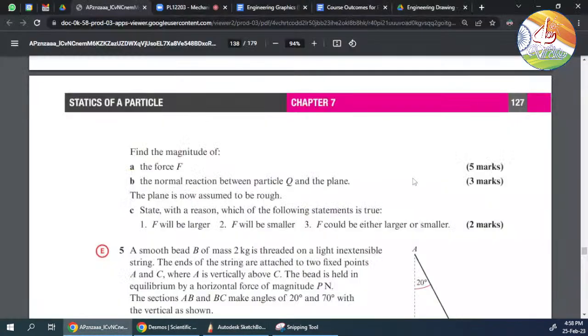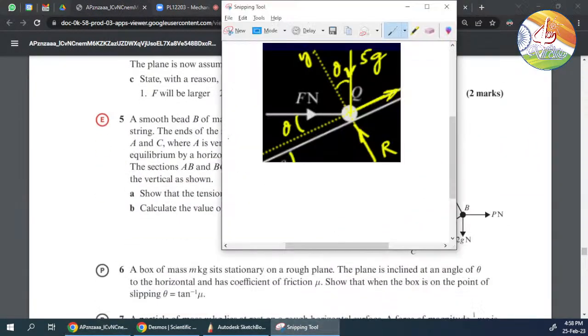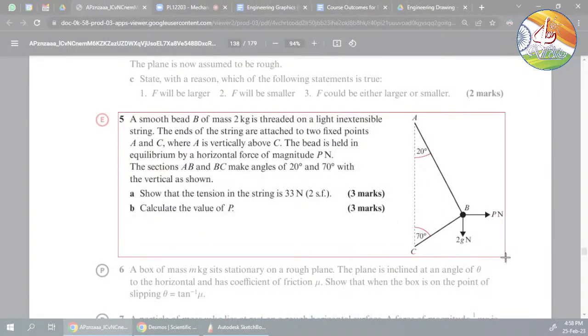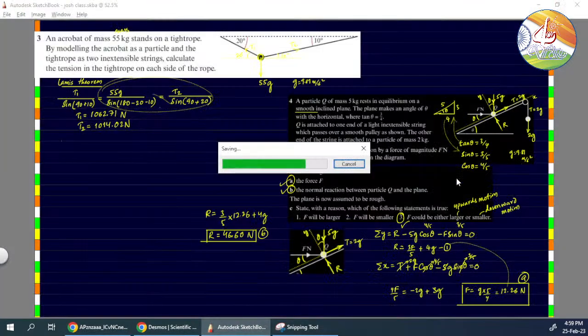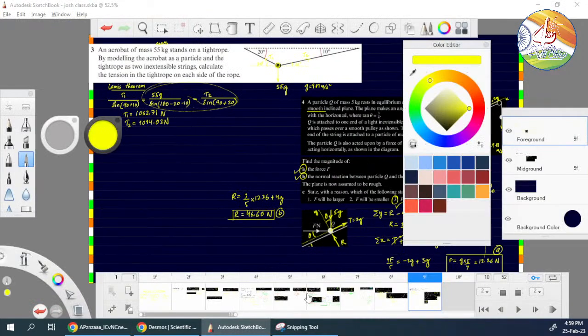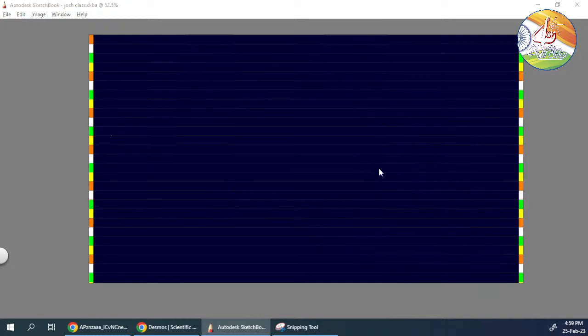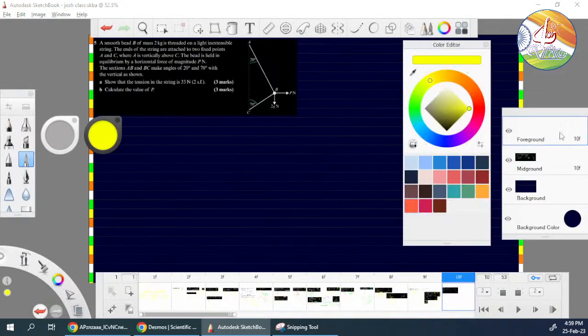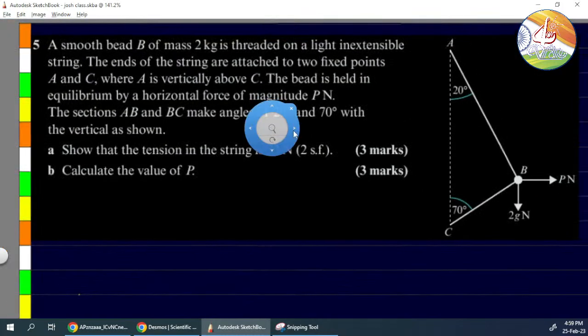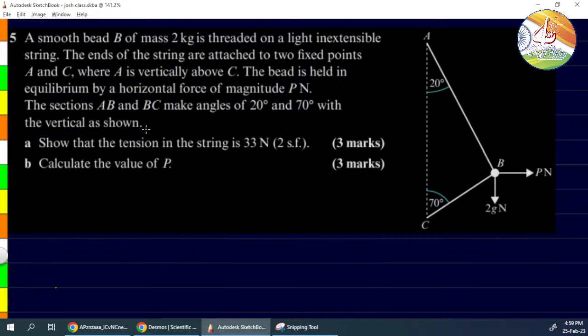Okay. So next, the fifth one. A smooth bead B of mass 2 kg. So bead is there. If this is a bead, that means it is going through the string and there won't be any friction considered, right? Yes. So what will be the tensions on both the sides? Are they different or same?